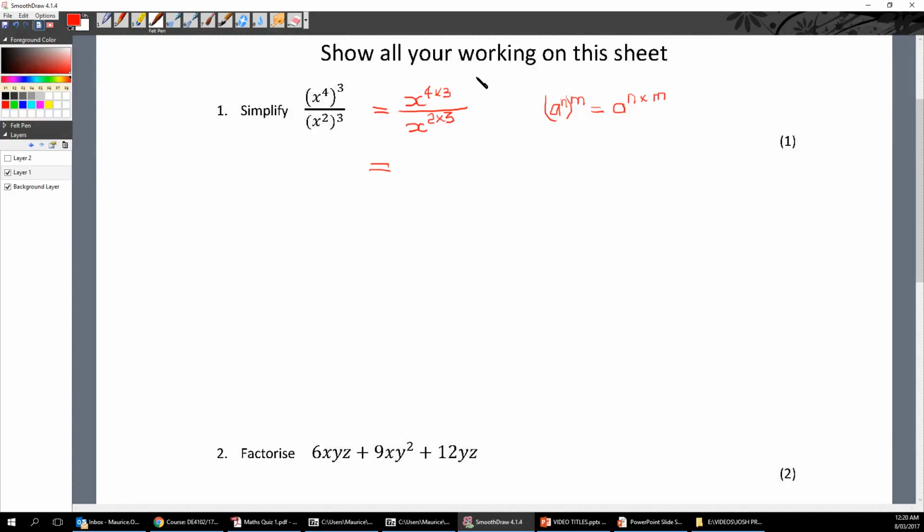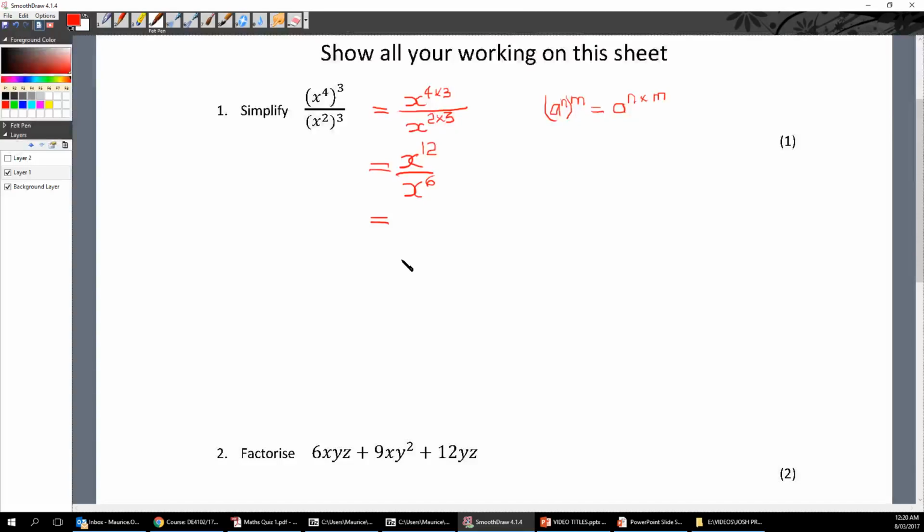So in the case of this one here, it's just a matter of filling in: you can see n is 4, m is 3, n times m. So this works out there. So there we get x to the power of 4 times 3 is 12, and on the bottom x to the power of 2 times 3 is 6. Now that just means x to the power of 12 divided by x to the power of 6.